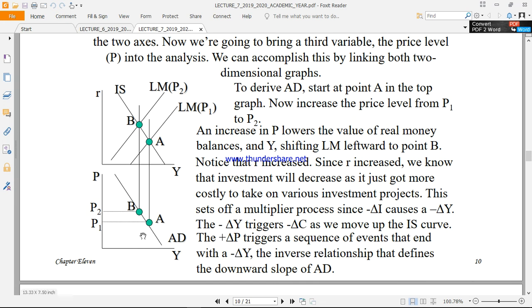The conclusion of the whole matter is that what we have derived is indeed a demand curve, because there's a negative relationship between the prices and the level of income.